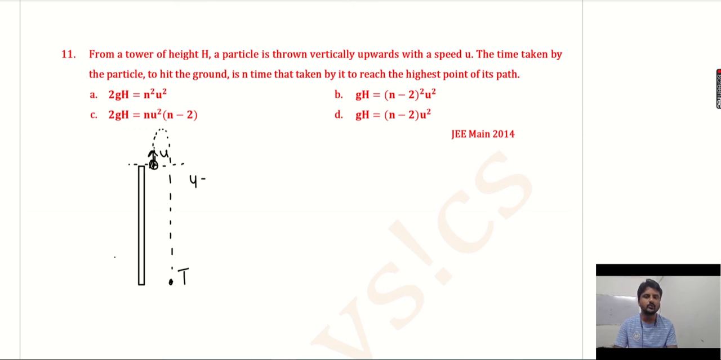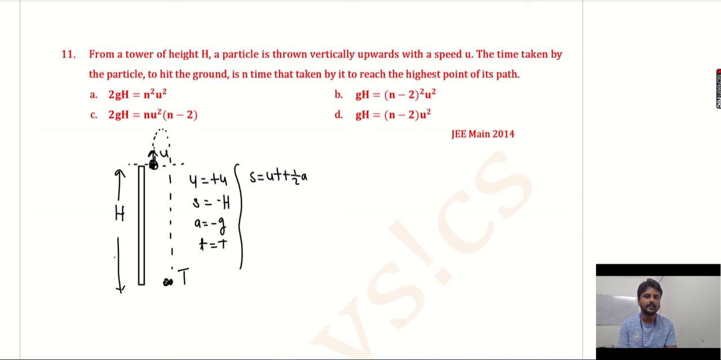So write down the data: u is equal to plus u. The displacement covered by the ball will be capital H only, right? Because this is the initial point and this is the final point. So s is equal to minus h, acceleration is equal to minus g, and time taken is capital T. So we can write s is equal to ut plus half at square. So s is minus h, u is u, capital T, plus 1 by 2 into minus g into capital T square. So this is the formula for h in the first scenario.